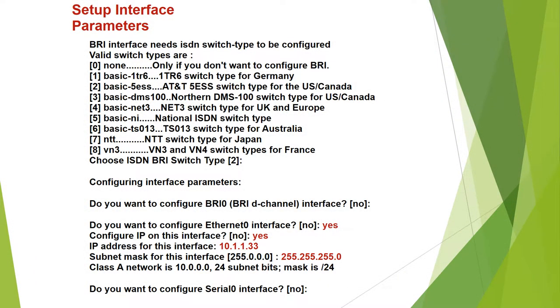To set up the interface parameters for a BRI interface, you need to configure the ISDN switch type. Choose none only if you do not want to configure BRI.